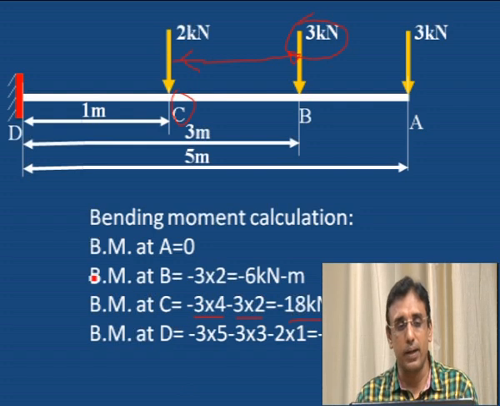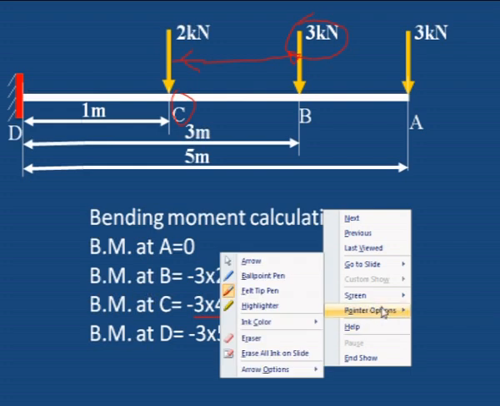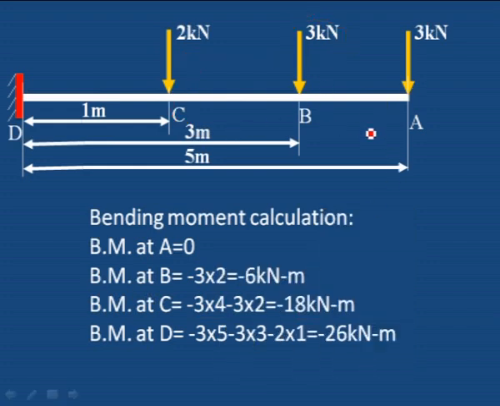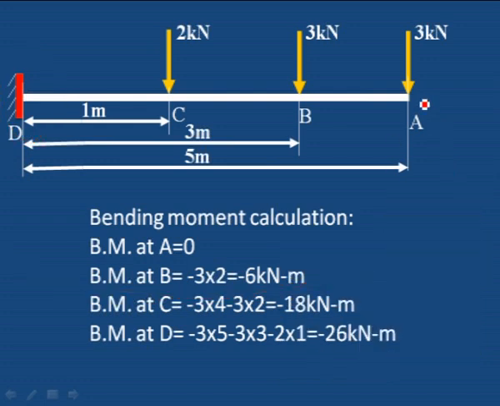To calculate the bending moment at D, we have to calculate the moment of all the forces at D. This point we have to take the moment. How to take a moment? 3 into distance. This 3 into this distance, 5 meter distance. Similarly, 3 into distance from B to D, 2 into distance from C to D. That distance is clearly visible here.